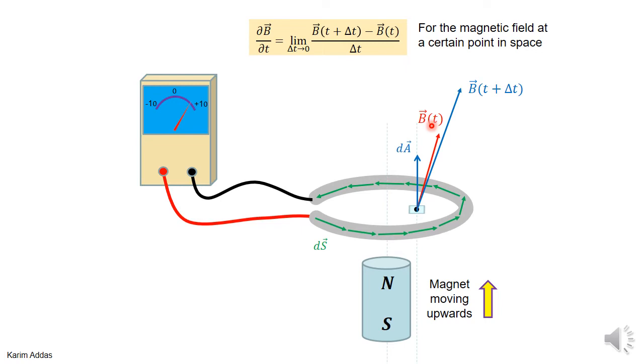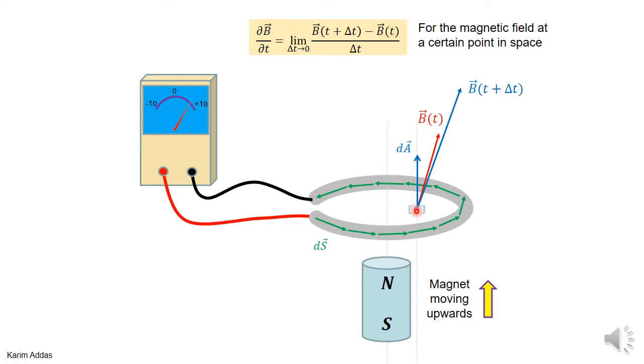So this is the magnetic field vector at time t at that point, and this is the magnetic field vector at a later time at that same point. So partial B by partial t means what? It's the magnetic field at the later time, t plus delta t, minus the magnetic field at t, divided by delta t in the limit when delta t goes to 0. It's the same definition of a derivative as usual, but it's a partial derivative, so we're only taking the derivative with respect to time. We're not changing the position.